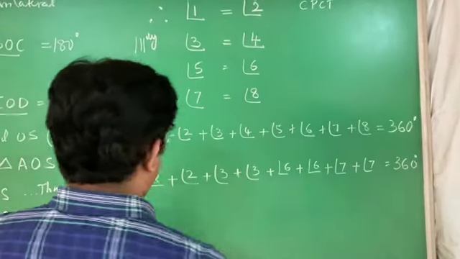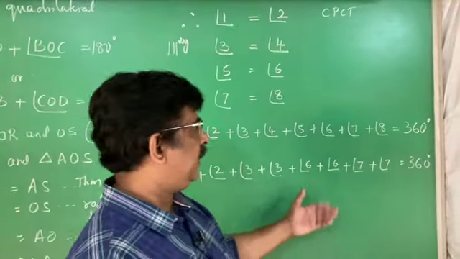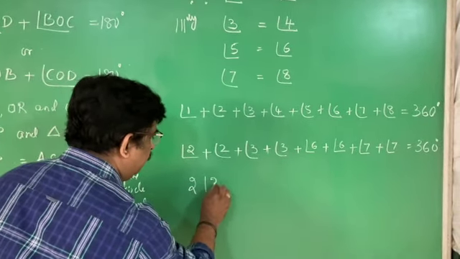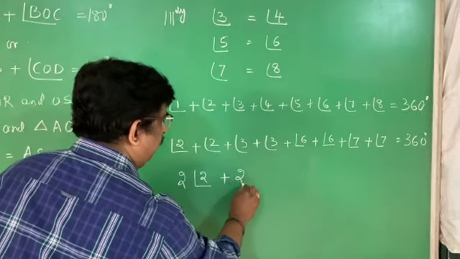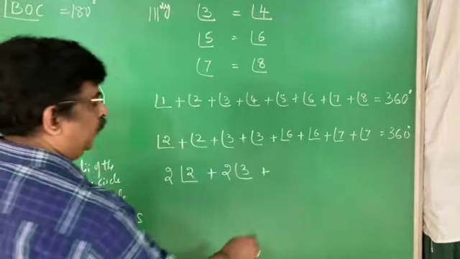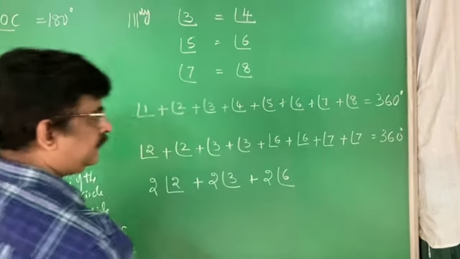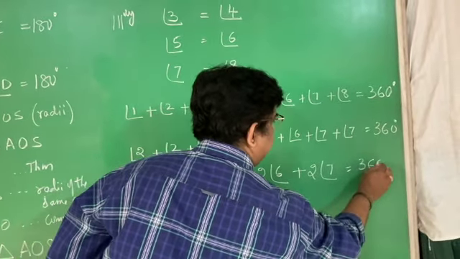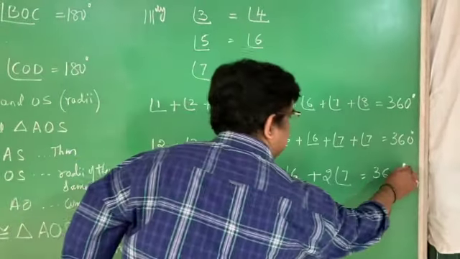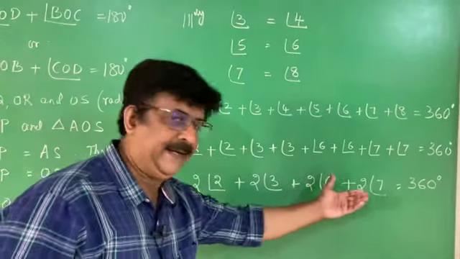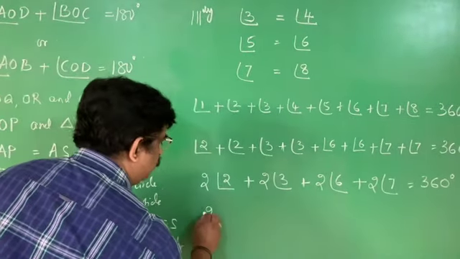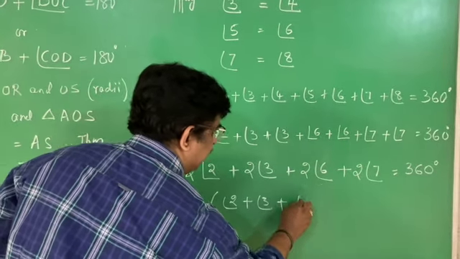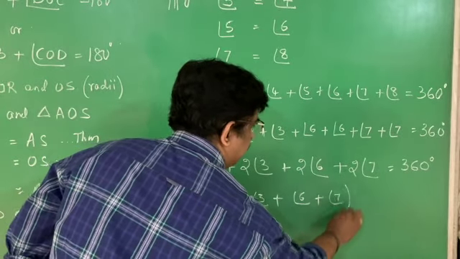Now, how many 2's are there? How many 3's? How many 6's? How many 7's? 2 of angle 2 plus 2 of angle 3 plus 2 of angle 6 plus 2 times angle 7 is equal to 360 degrees. Now 2 I take as a common factor. 2 of angle 2 plus angle 3 plus angle 6 plus angle 7 is equal to 360.